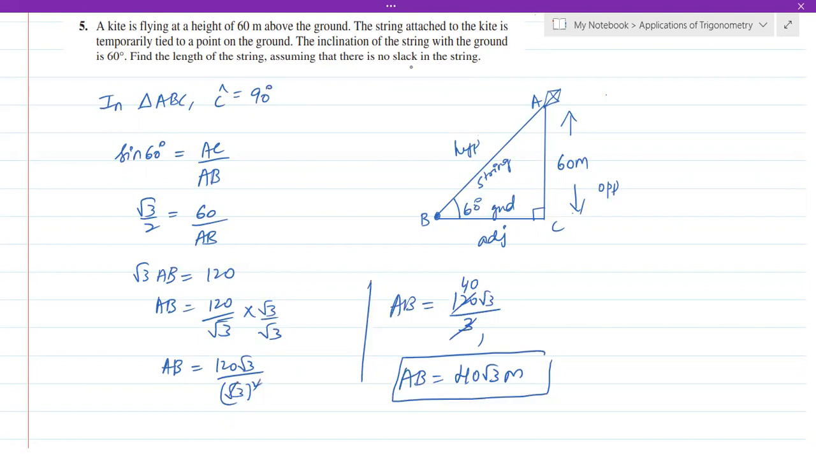Okay. So it's very simple. What we have to do is initially we have to draw the figure properly. If the figure is drawn properly, 50% is done. Then we have to analyze what is required and what is given. Based on that, we'll choose the trigonometry ratio. We will get the answer.